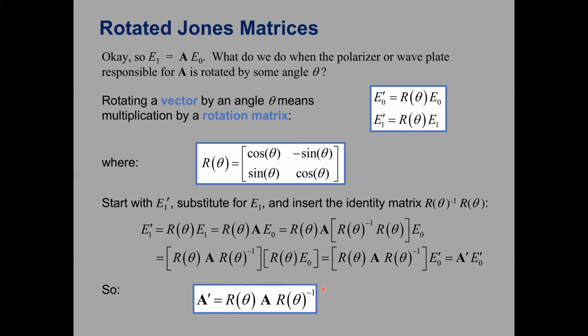So what we can do, if we wanted to take a polarizer that's, for instance, an X polarizer, and then rotate it 45 degrees so it becomes a 45-degree polarizer, what we have to do mathematically to get the correct matrix is take our X polarizer matrix and plug it in here for A, and then multiply through on each side by the rotation matrix and its inverse.